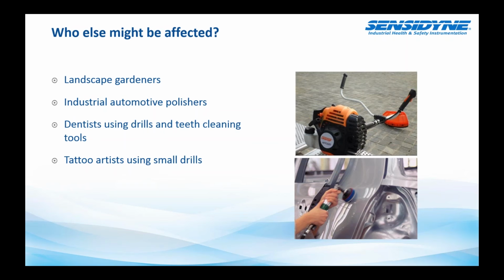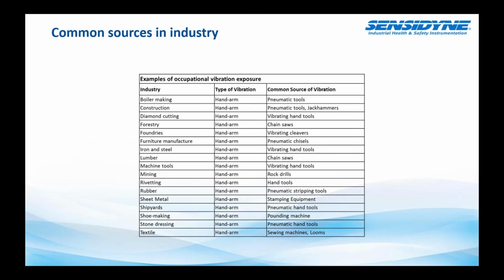So here are some common sources that we can think of straight away. A list here shows the various industries that have been sorted into hand-arm potential problems, and you can see the common sources of vibration. So diamond cutting, we're looking at vibrating hand tools. The forestry industry that we saw before, chainsaws cutting up the trees and the logs and stuff. Furniture manufacturing, pneumatic chisels. In the mining industry, of course, people use rock drills to break up the rock to be crushed. All of these things, even down to stone dressing and making those sorts of things, they're used to chip away and to etch and carve out the words and messages on gravestones and things. So all of these are examples of common sources of hand-arm vibration that we may come across.